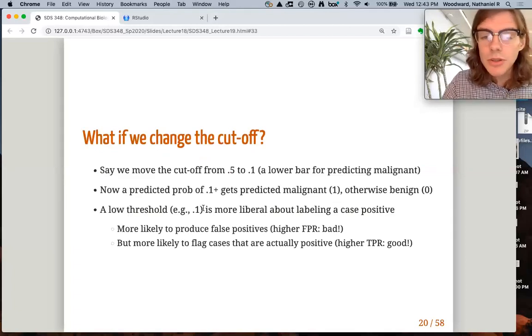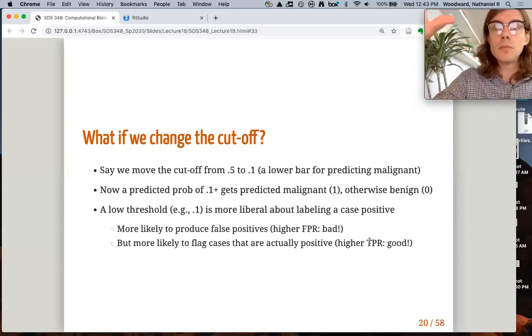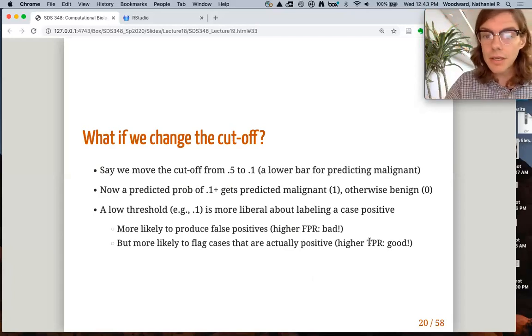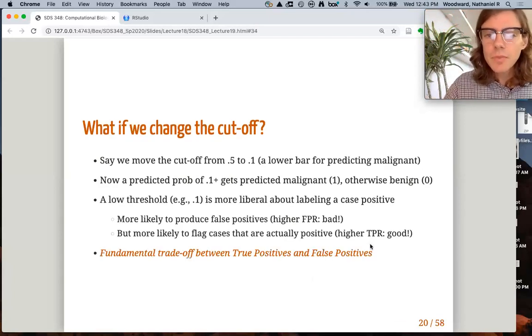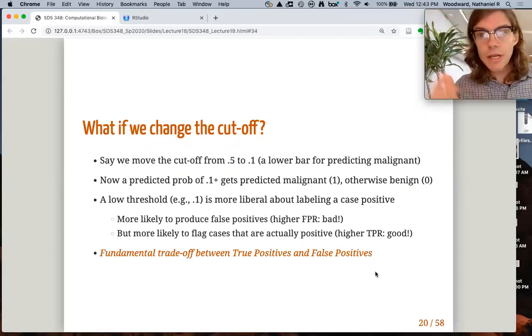So if you lower that threshold, you can think about it being more liberal about labeling a case positive, right? You're going to label anybody who's got a predicted probability of like 10% or more malignant. You're more likely to produce false positives, right? You're more likely to have benigns that are above the line. Actual benign people who you predict are positive or are malignant, right? But you're actually more likely to capture true positives, right? You're more likely to have people who are actually malignant being predicted malignant. So there's always this trade-off. The false positive rate and the true positive rate are always trading off, just like type 1 and type 2 error are always trading off.